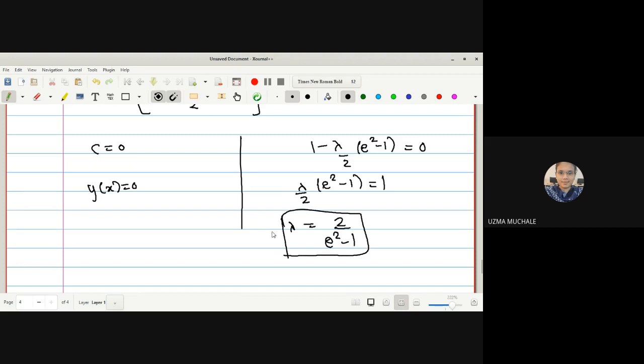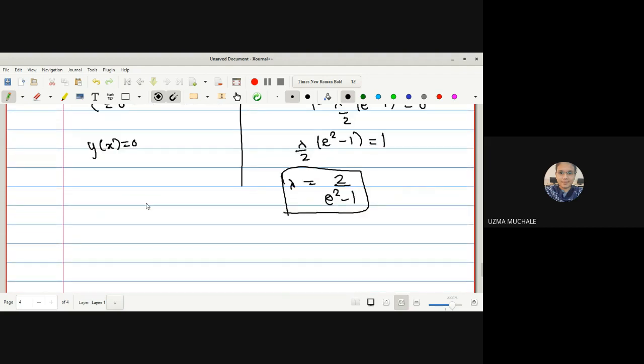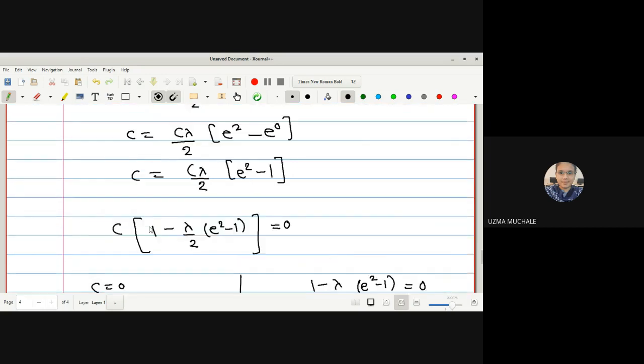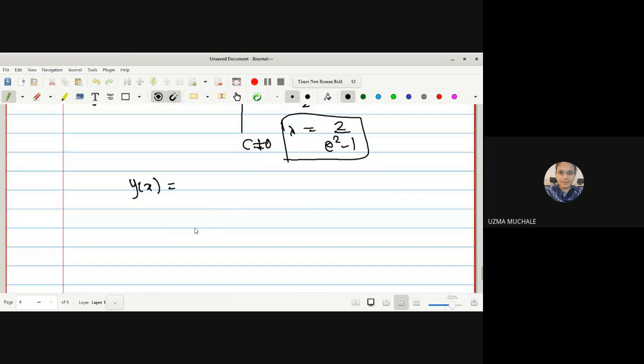So what are the cases? If c is 0, we will get a trivial solution. If c is non-zero, we can have the solution, that is lambda is equal to 2 upon e square minus 1, an eigenvalue. And then the corresponding eigenfunction will be y of x is equal to, what is our equation 3? Lambda e raised to x into c.